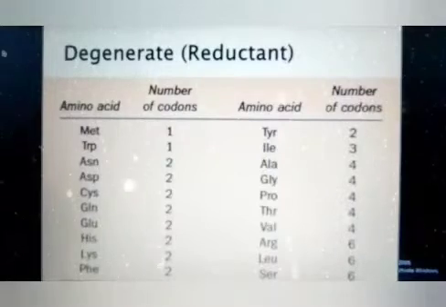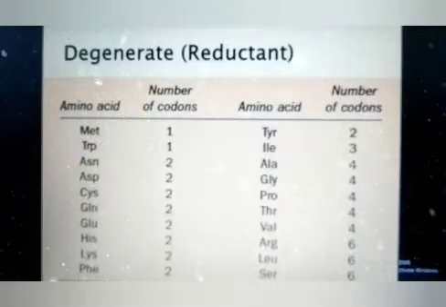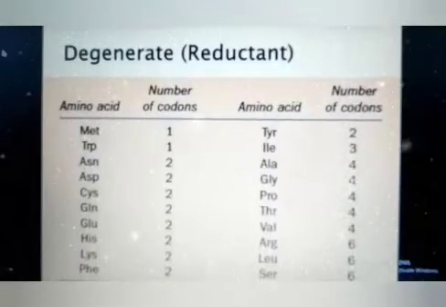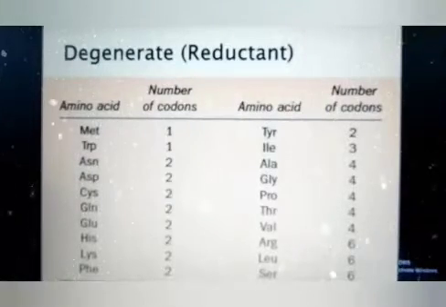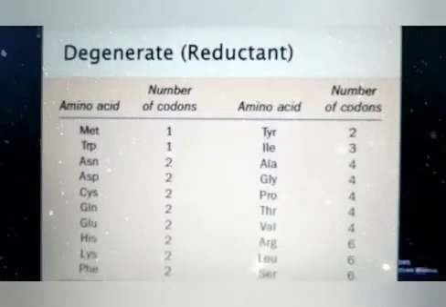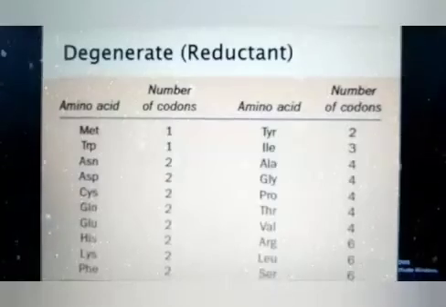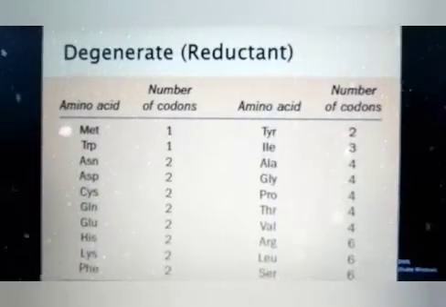Next, degenerate. Here is the degenerate or redundant code. Some degenerate or redundant amino acids are given below.